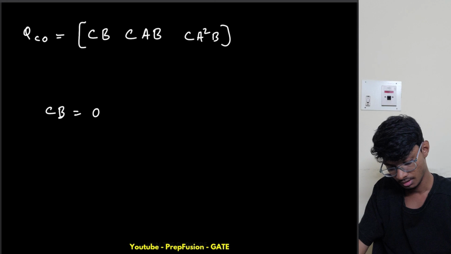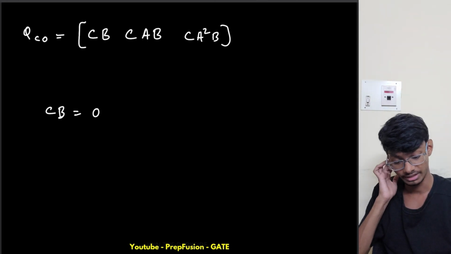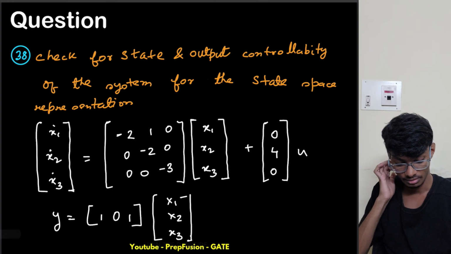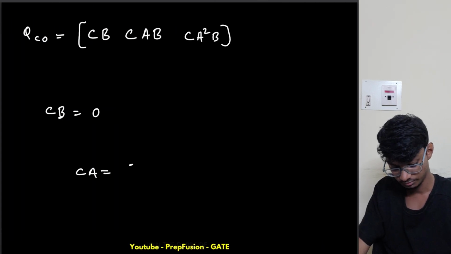Okay, and what is CAB? Now CAB is difficult. We have to first calculate AB, then we can do. Or we can calculate C into A. So if I calculate C into A, what is it?